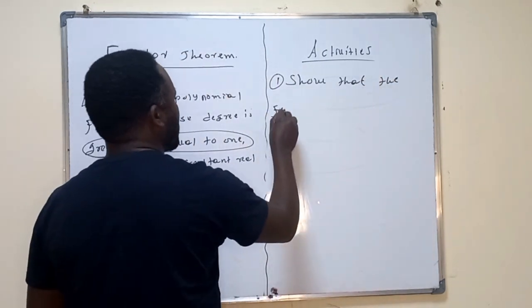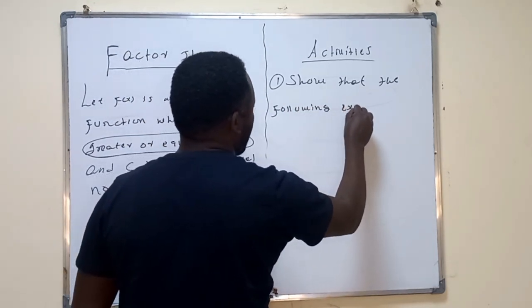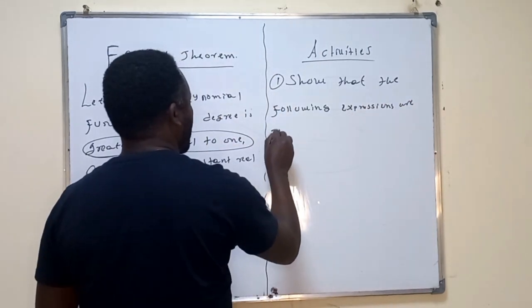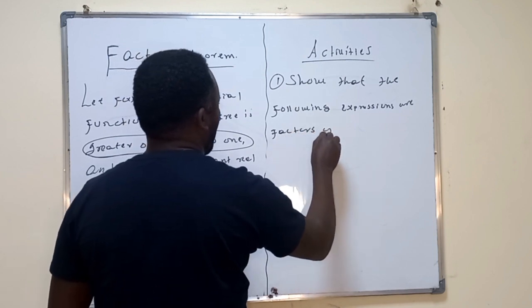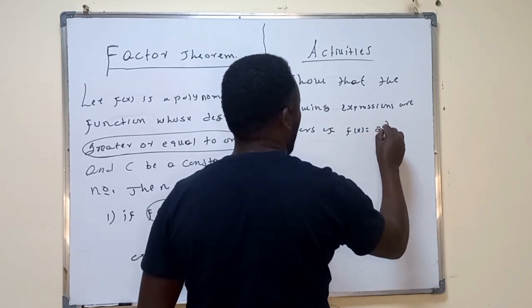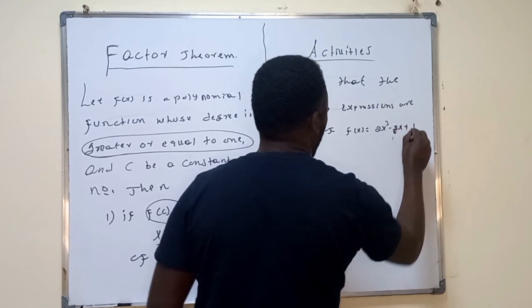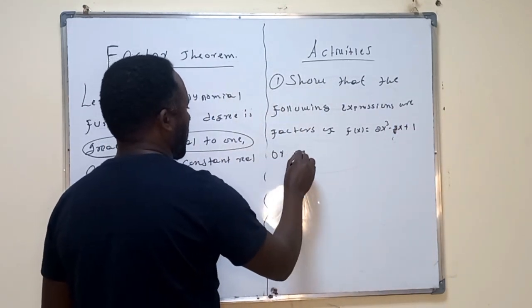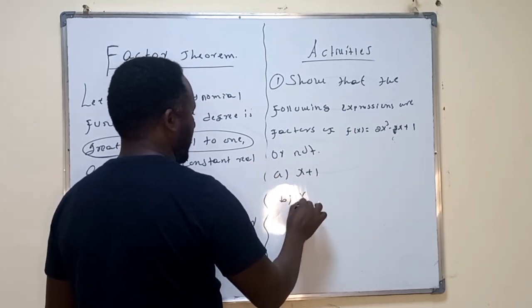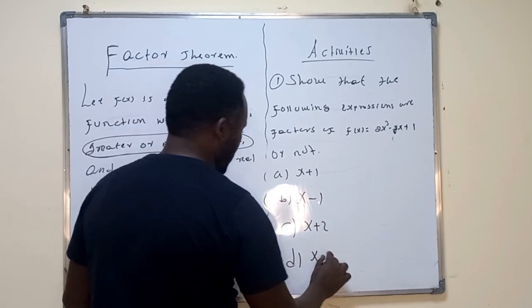the following expressions are factors of f of x, that is going to be 2x cubed minus 3x plus 1, or not. A, x plus 1. B, x minus 1. C, x plus 2. D, x minus 3.